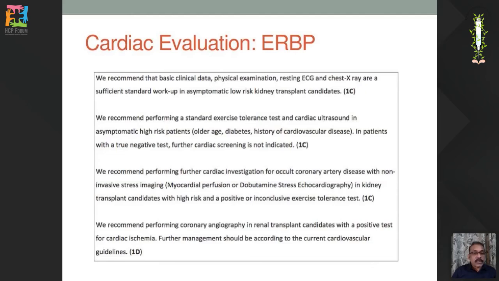So anybody who is high risk, that means established CKD with old age, diabetes and a history of cardiovascular disease, should undergo a stress exercise tolerance test. And if that is positive or inconclusive, then you go for dobutamine stress echo or thallium scan, and depending on that you can go further for angiography. Among all the screening tests, the dobutamine stress echo is the most specific because it has a very high negative predictive value.